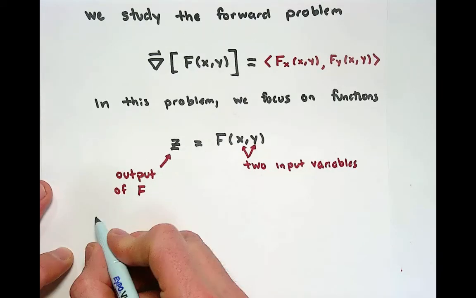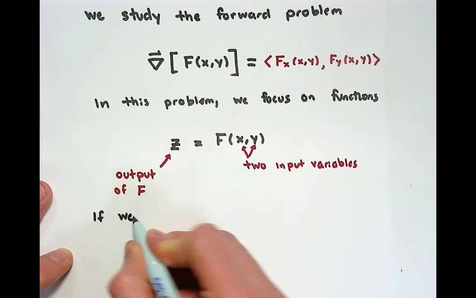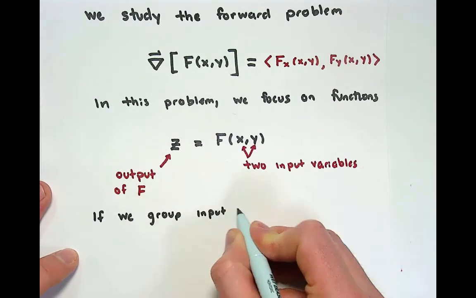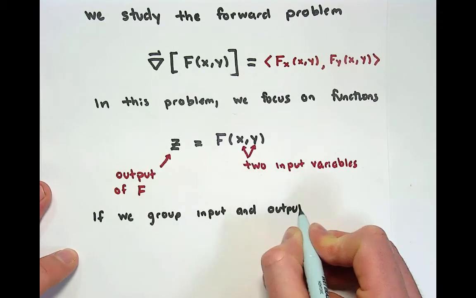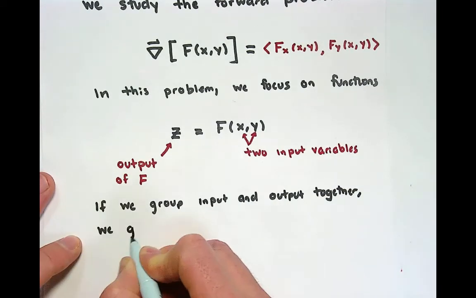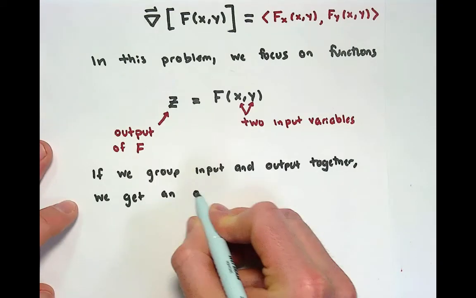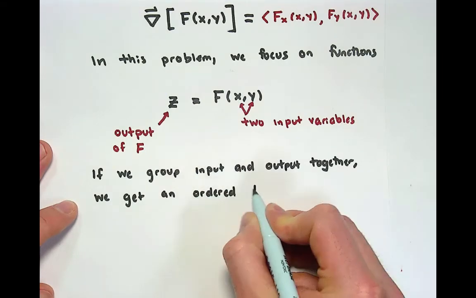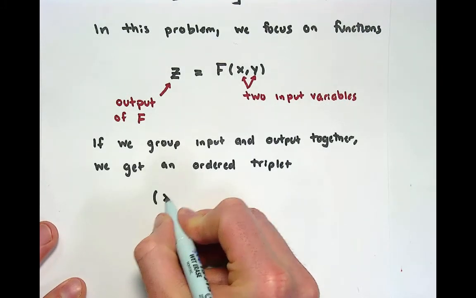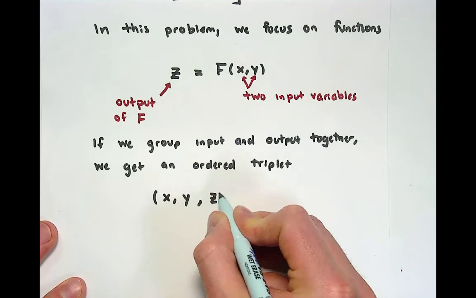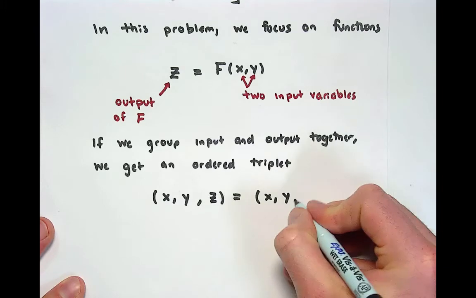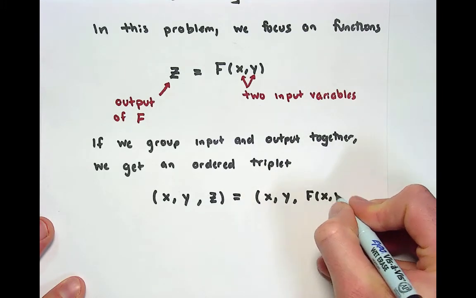Notice if we group input and output together, we get an ordered triplet, which is the input x comma y corresponds with the output z, and in function notation you might write x comma y corresponds to the output f of x comma y.